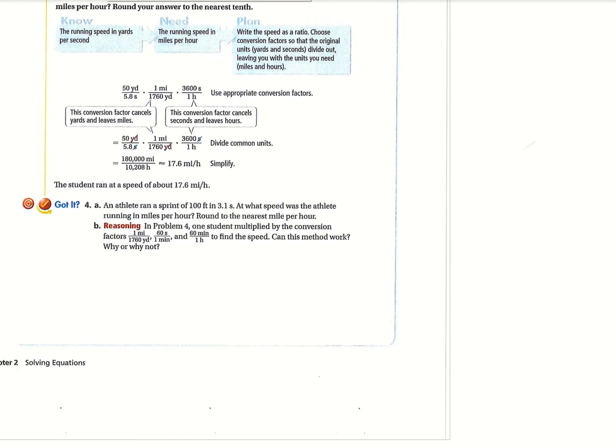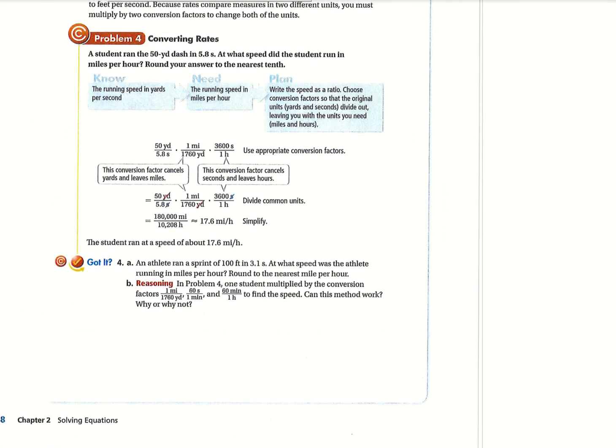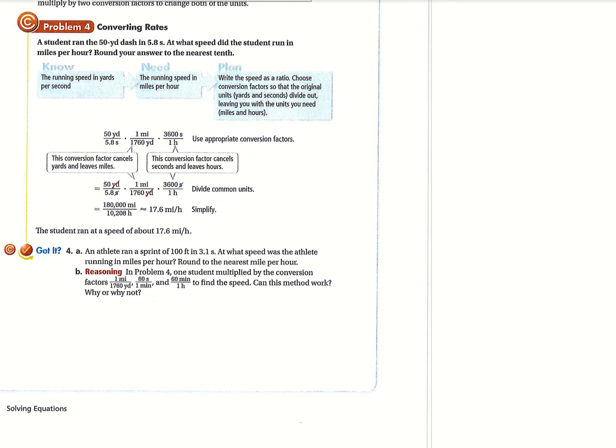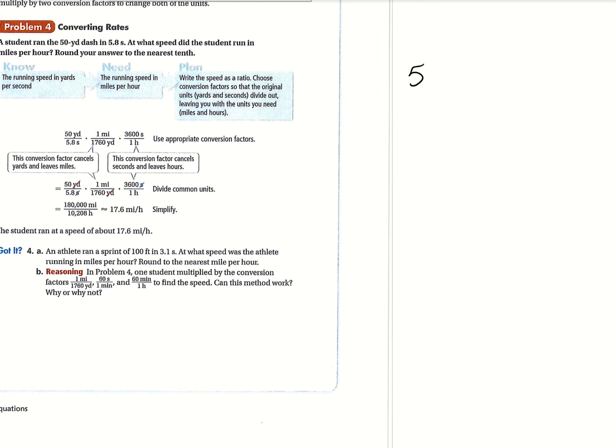All right, and then our last example, this one, we are kind of combining the two of them. Okay, so the first two problems, or the last two problems we did, we're now combining them. All right, so a student ran the 50-yard dash in 5.8 seconds. At what speed did the student run in miles per hour? Round your answer to the nearest tenth. All right, so we start with 50 yards, because that's how far he ran. And then he did it in 5.8 seconds. That's a fast kid, I feel like.